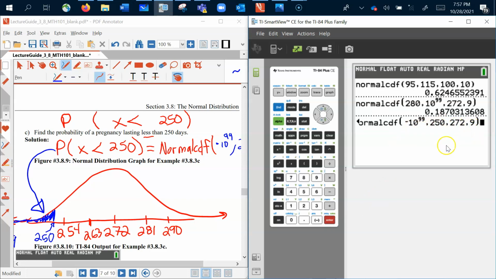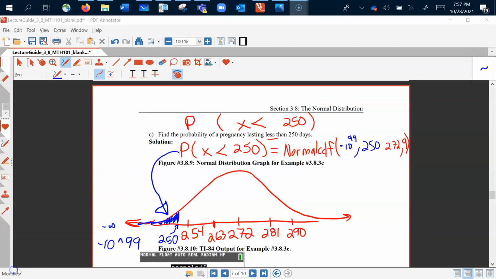All right, and now hit enter, and 0.0073 to 4 decimals. So this is approximately 0.0073 to 4 decimals. As a percent, that's 0.73%.